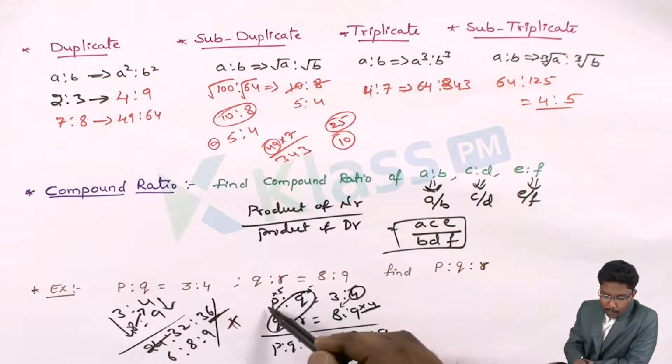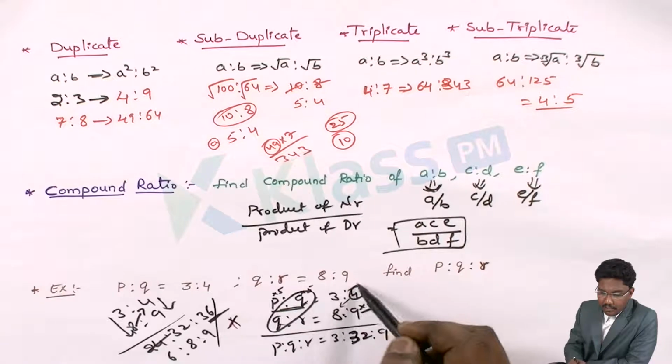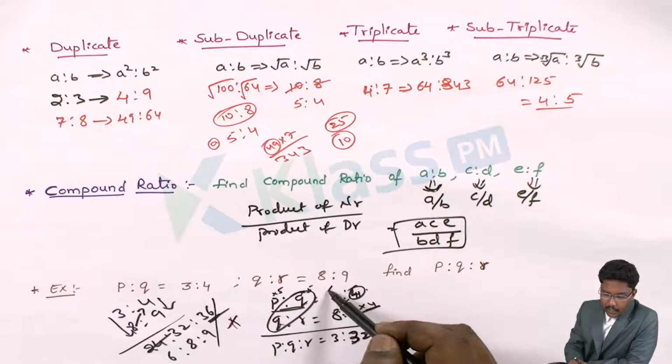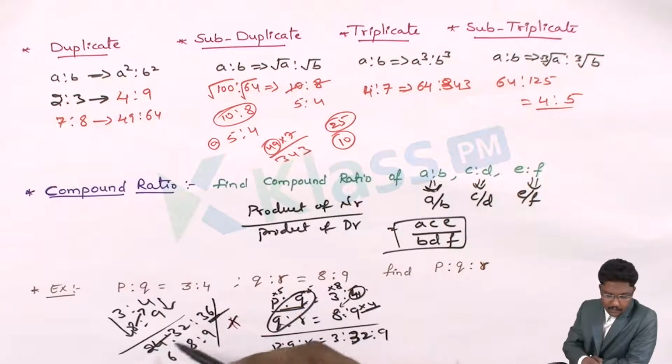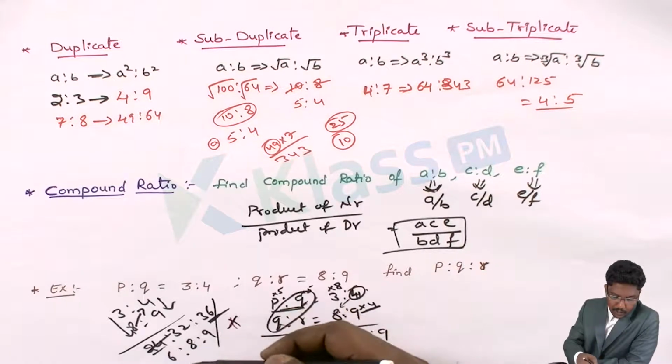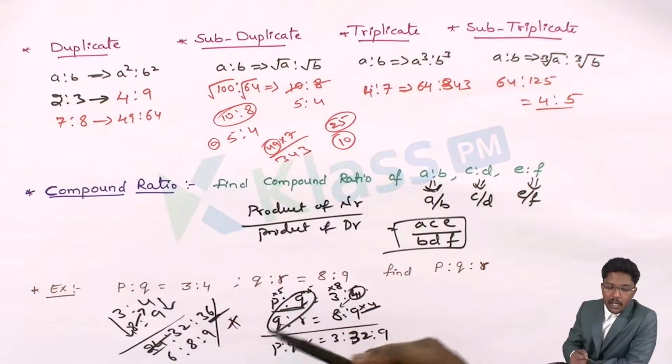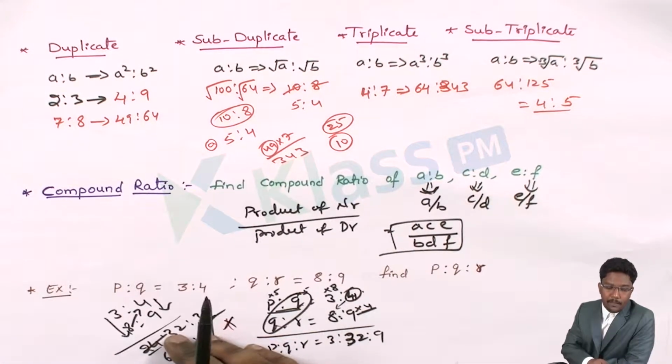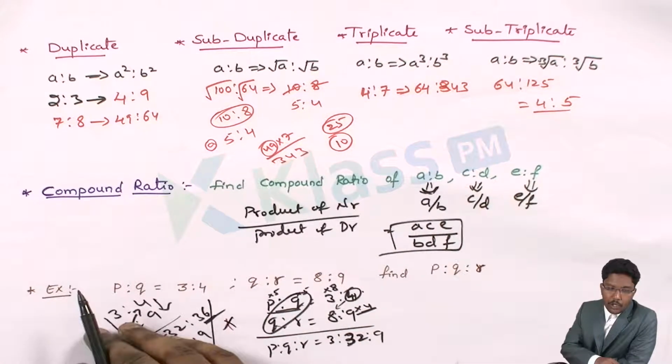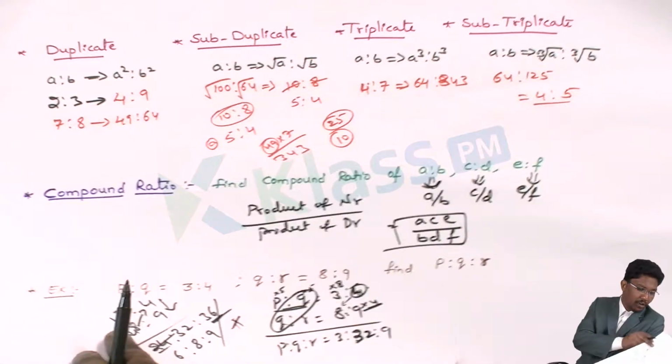Here Q and P are in the ratio. They are in relation. So 4 is multiplied with 8, so 3 should also be multiplied with 8. That is 24. Then I am converting into the simplest form: 6 is to 8 is to 9. In this way, you can solve the two ratios to get the single ratio.